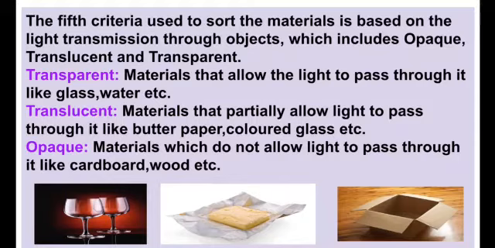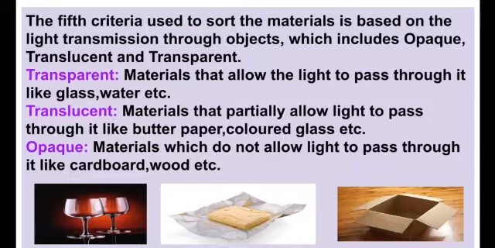So you can take an example of the butter paper. If you look with the help of the butter paper, you cannot see things as clearly as with transparent objects. We can see a blurred image, so it is called translucent. Colored glass is also like this; with colored glass we cannot see things properly like with plain glass.